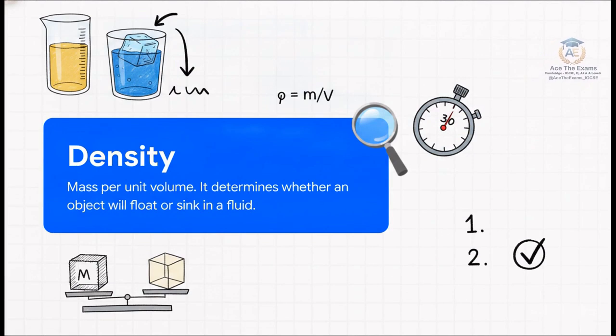Building right on top of mass, we have density. Density is defined as mass per unit volume. It's the intrinsic property that determines if an object is going to float or sink in a fluid. And here's a really cool, surprising real-world example of this. Ice. Solid ice floats on liquid water simply because it has a lower density than the water it displaces. It's wild when you think about it because usually solids are denser than liquids, but it perfectly anchors the mathematical formula to something you see literally every single time you pour yourself a cold iced drink.